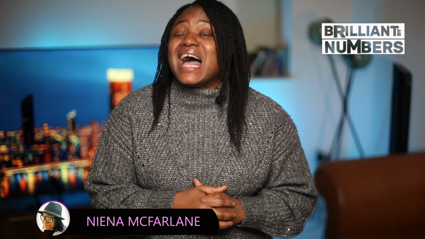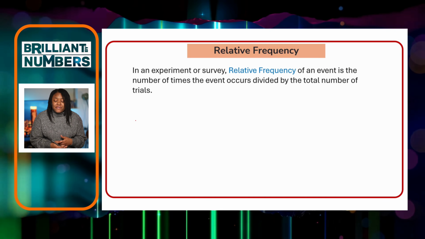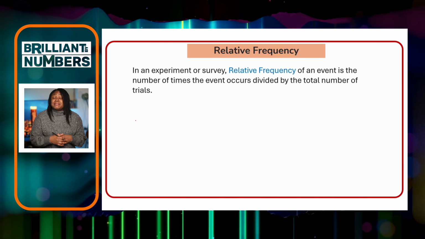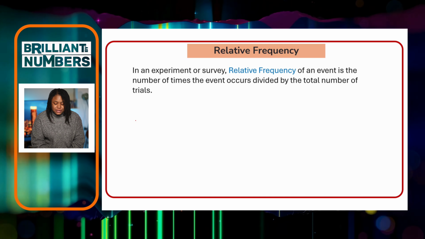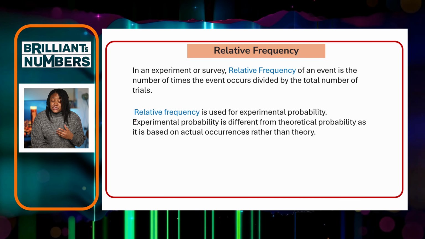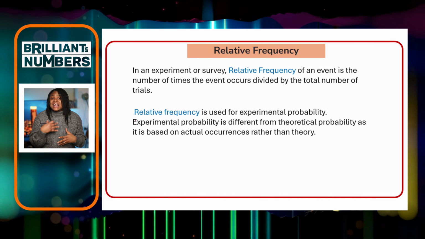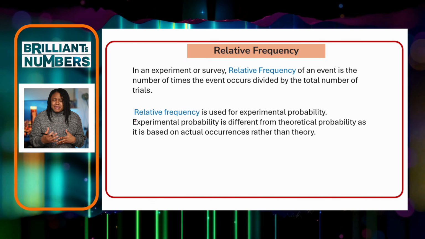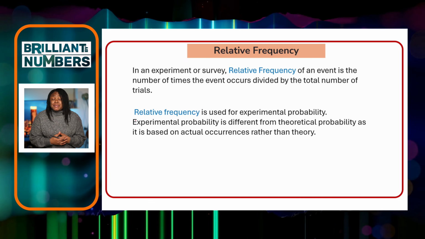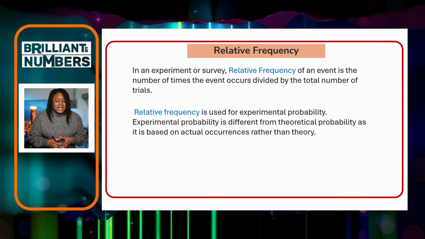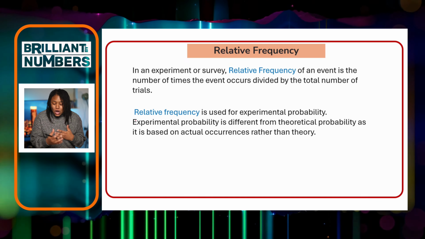Now, let's look at relative frequency. In an experiment or a survey, relative frequency of an event is the number of times the event occurs divided by the total number of trials. Now, relative frequency is used for experimental probability when we are doing an experiment to ascertain how many times we expect something to occur. Now, experimental probability is different from theoretical probability as it is based on the actual occurrences and not on theory.